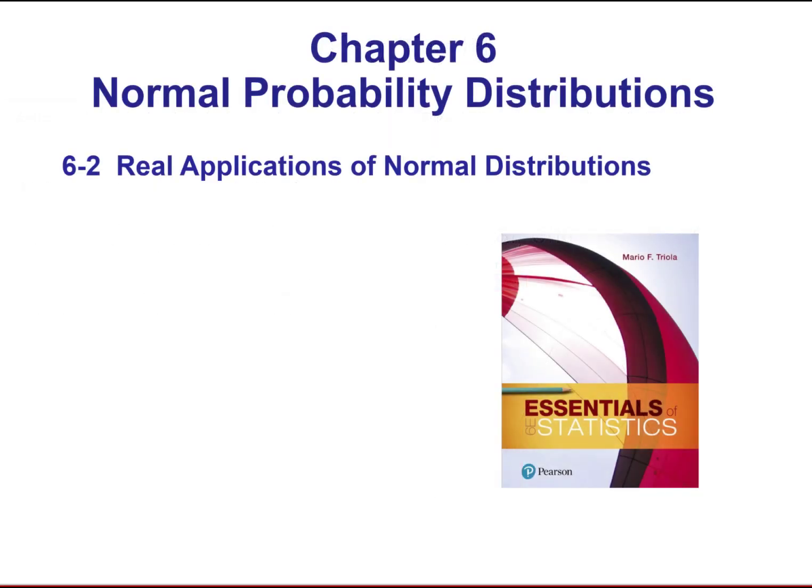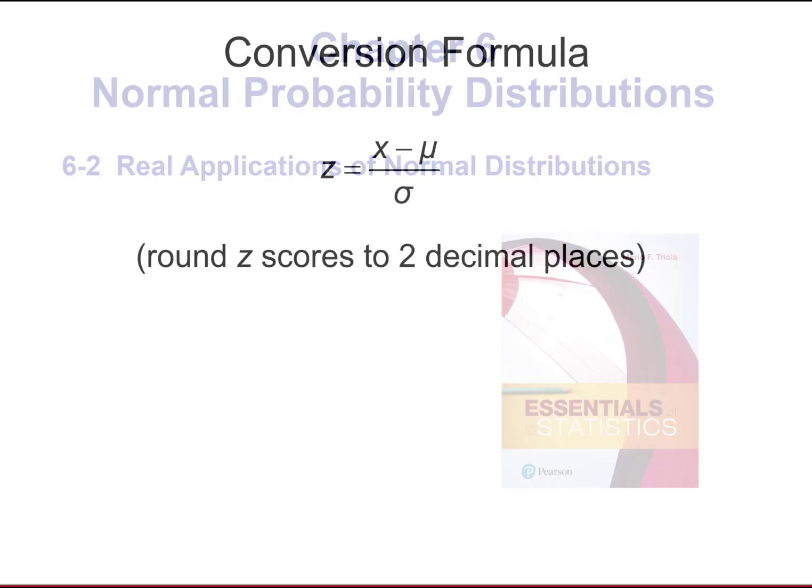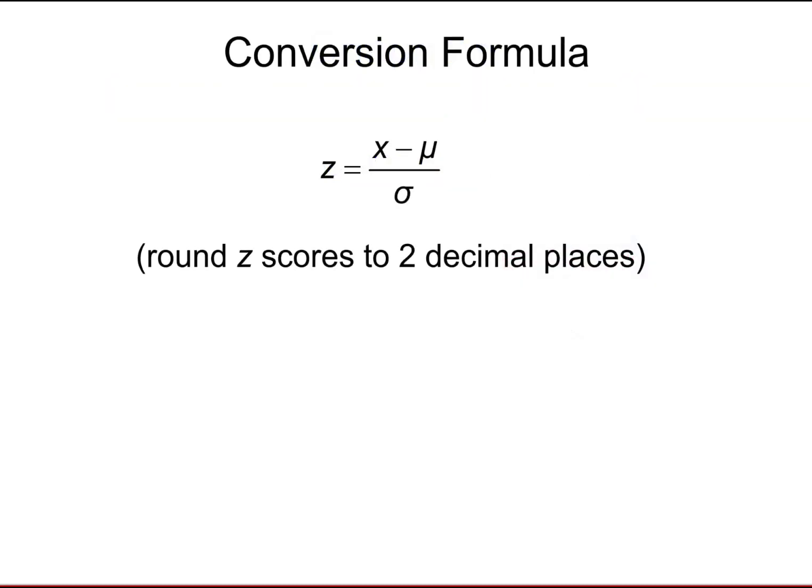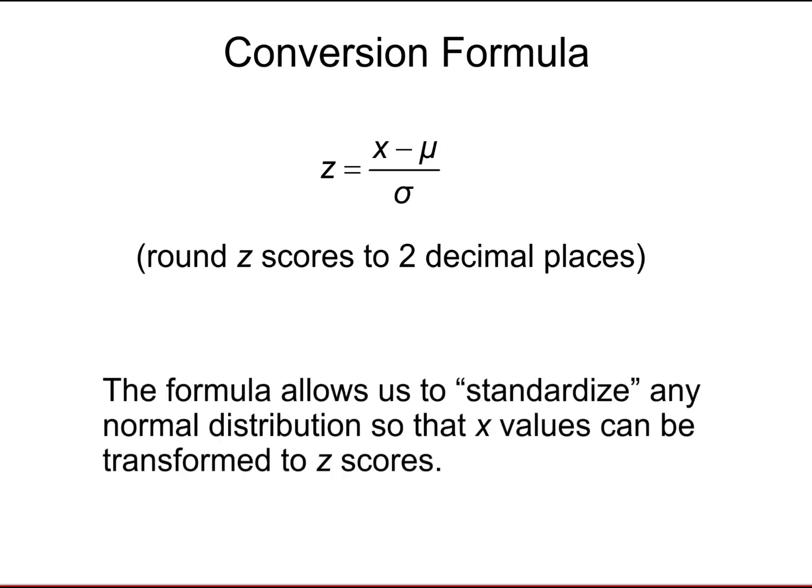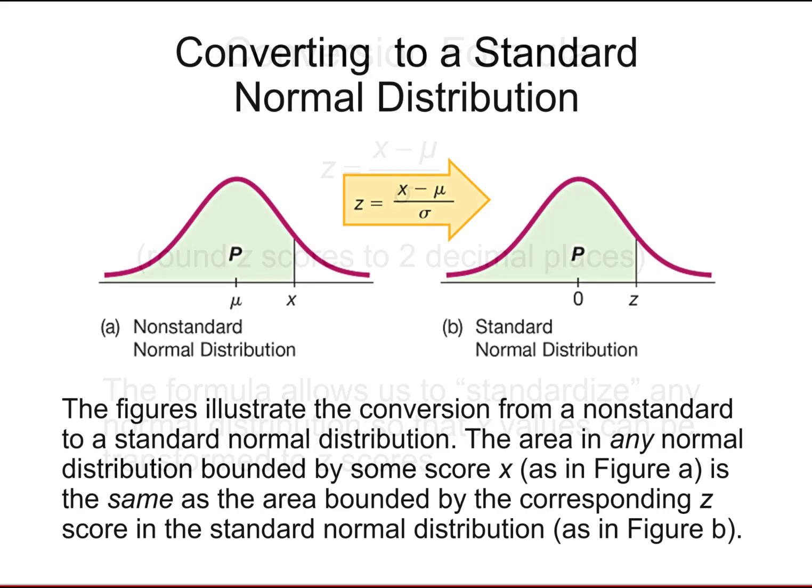All right, let's move now to 6.2, which is also using the normal distribution, but now we're going to use distributions other than the standard normal. And this is where we're going to convert from a normal distribution to a standard normal by creating what are called z-scores, where we take the value we're interested in, subtract the mean of the distribution, and divide by the standard deviation, and that will give us the z-score. It allows us to standardize any normal distribution to the standard normal distribution.